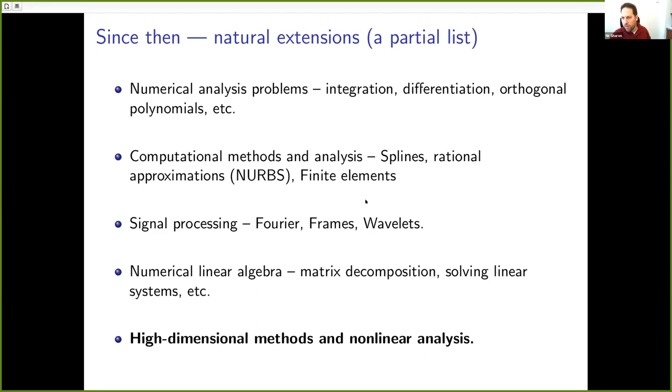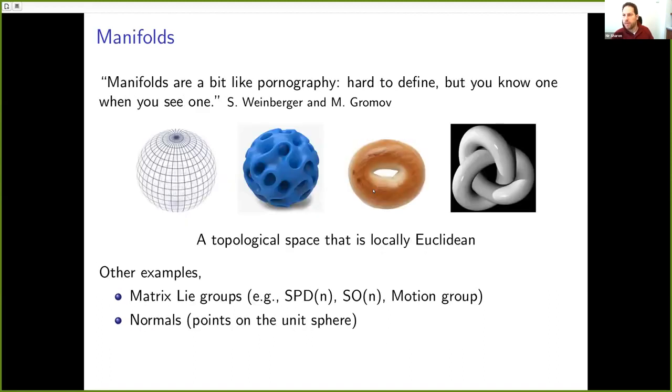But if I have to put a finger on where I do my research today, it is mostly in this part of contributing to nonlinearity. We saw some very interesting phenomena in the last talk, and high-dimensional methods. So to put some structure in this jungle of nonlinearity, I'm going to focus on a certain class of problems which involve manifolds.